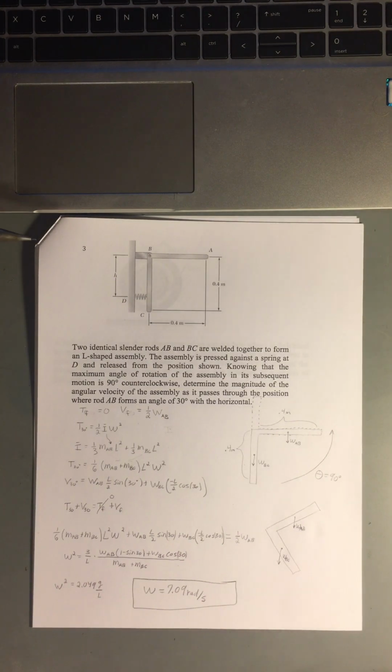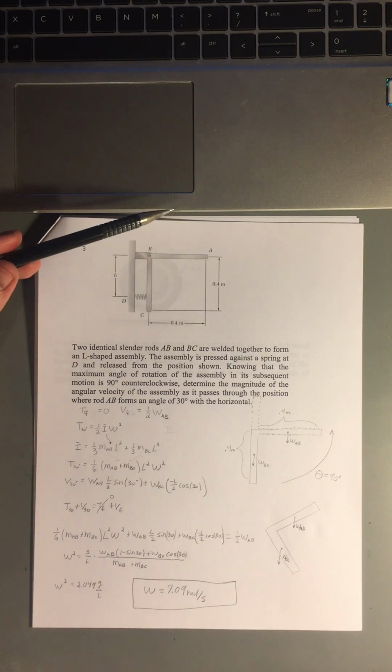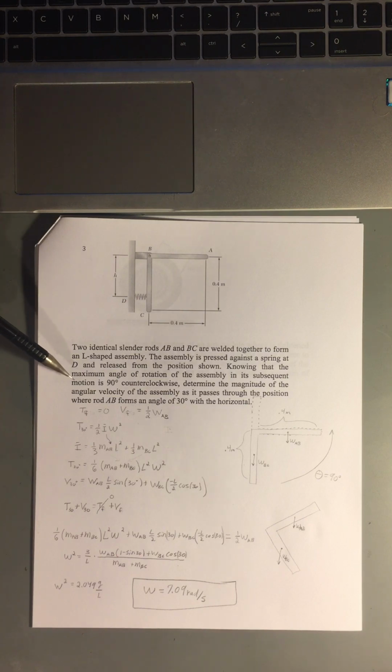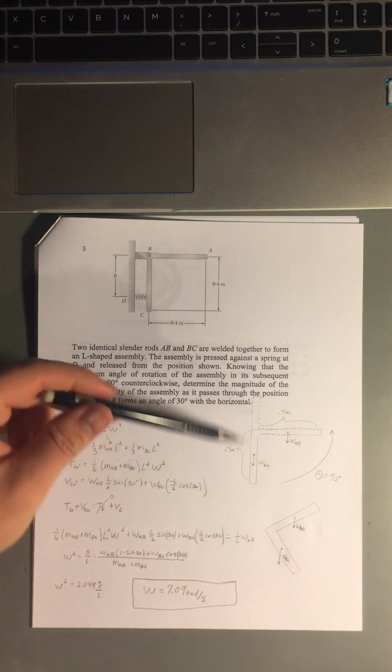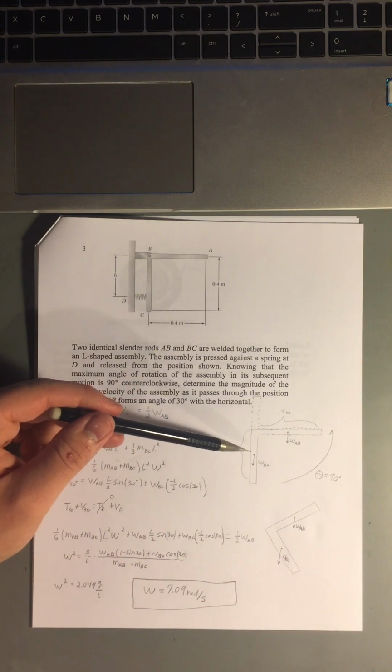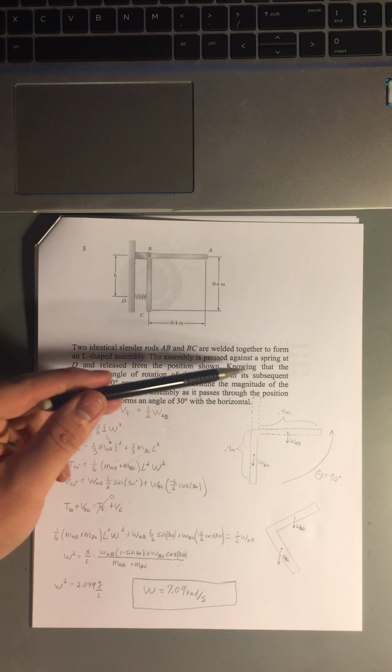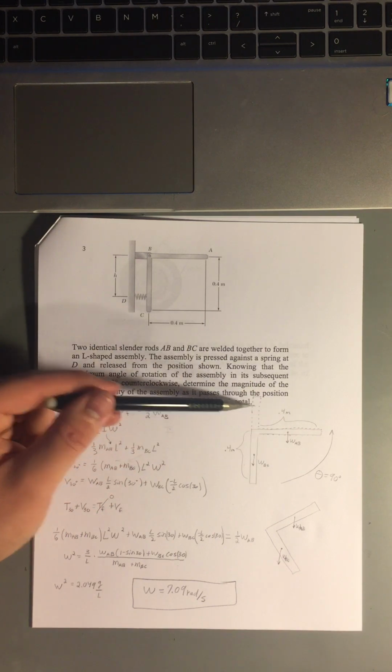For problem number 3, we have these two rods here that, the problem tells us, are welded together in this 90-degree L shape, and that this spring here is going to cause this L shape to rotate upward, and it tells us that the maximum angle of rotation of this assembly is 90 degrees. And so I drew that in here, so the dotted line is after, so this will swing up to that position.